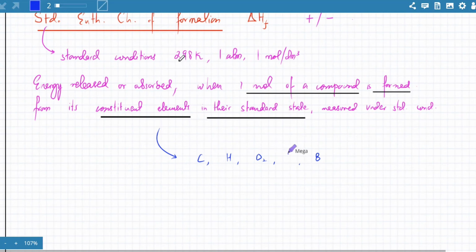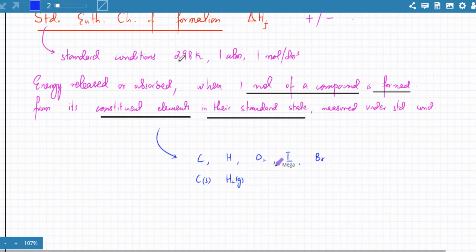Now, what is the standard state? The standard state of carbon is that at room temperature, carbon is a solid. I mean, carbon could be graphite or it could be diamond. What is the condition of hydrogen at room temperature? What is the state of hydrogen? Hydrogen is a diatomic gas at room temperature.